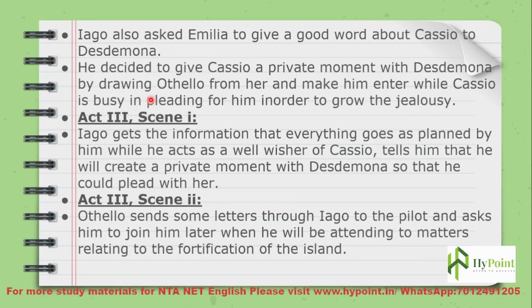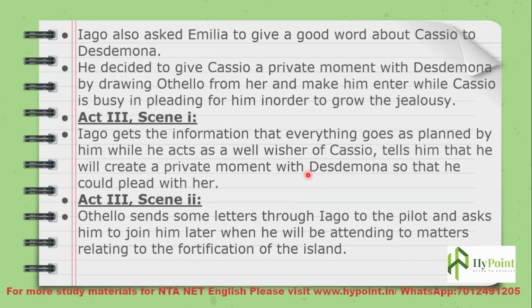So there ends Act 2 of the play. We can have Act 3, Scene 1 here. Iago gets the information that everything goes as planned by him, while he acts as a well-wisher of Cassio, telling him that he will create a private moment with Desdemona so that he could plead with her. So see, Iago is acting as a well-wisher to Cassio as well as to Othello. He's not even playing a double game or a triple game, having different faces with different people. Basically he's against everyone. He is using the people around him to have his plans done in accordance with him.